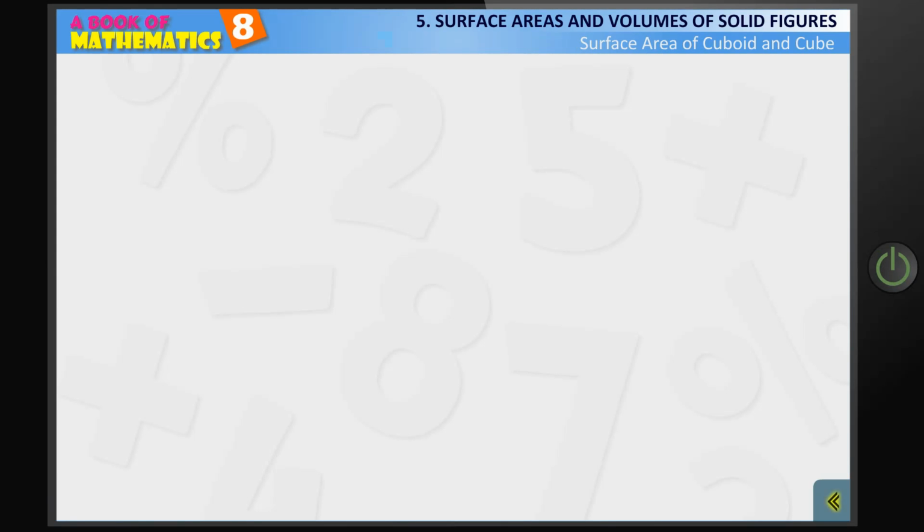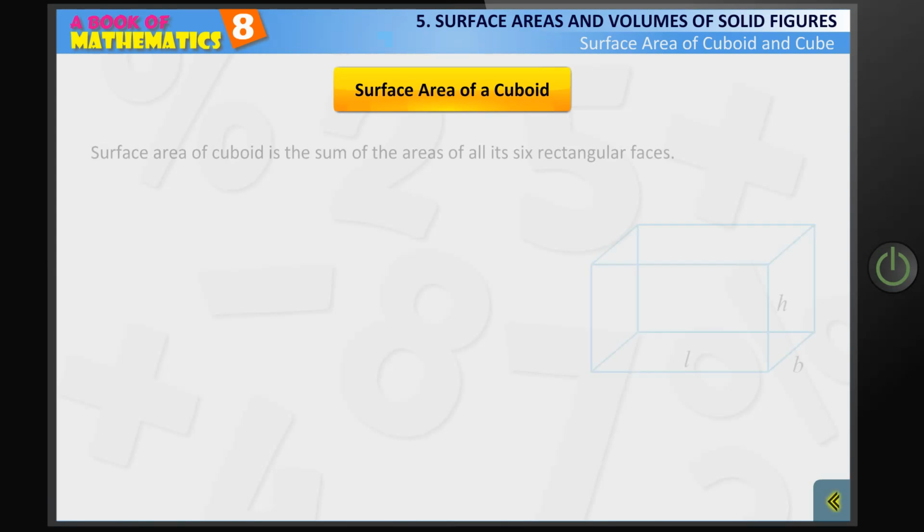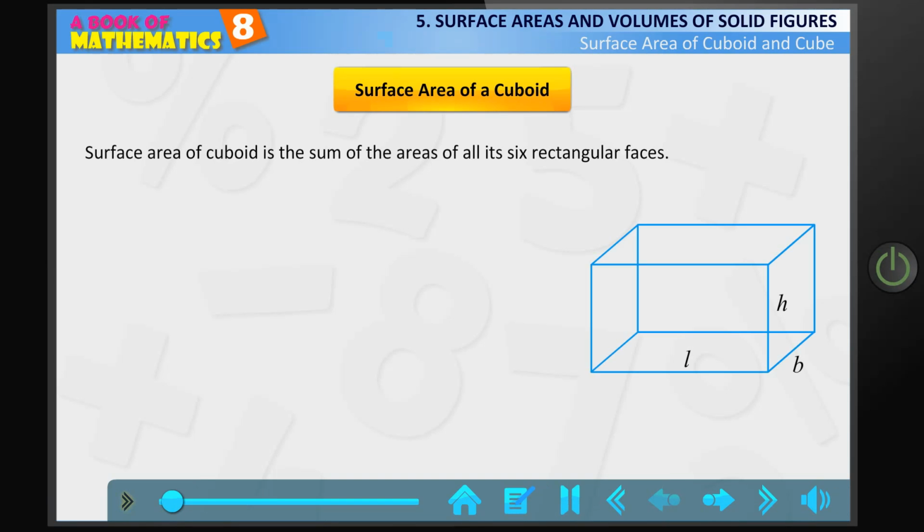Surface area of cuboid and cube. Surface area of a cuboid is the sum of the areas of all its 6 rectangular faces.